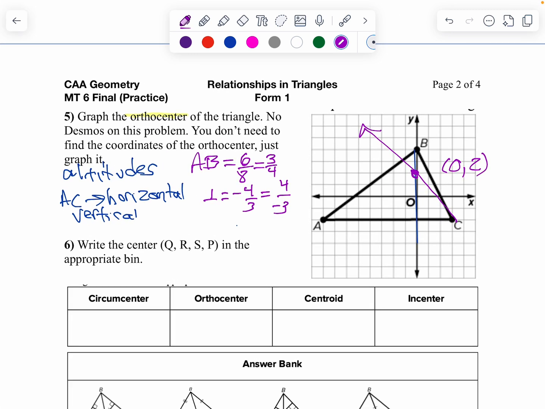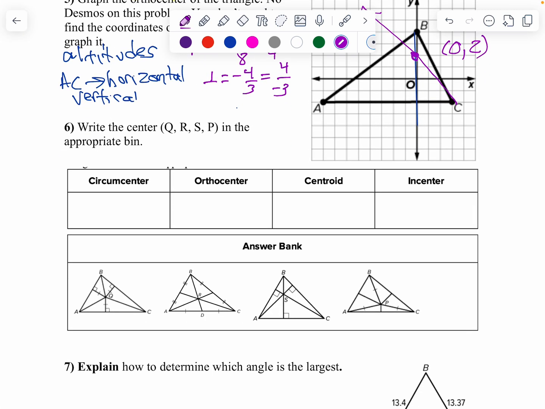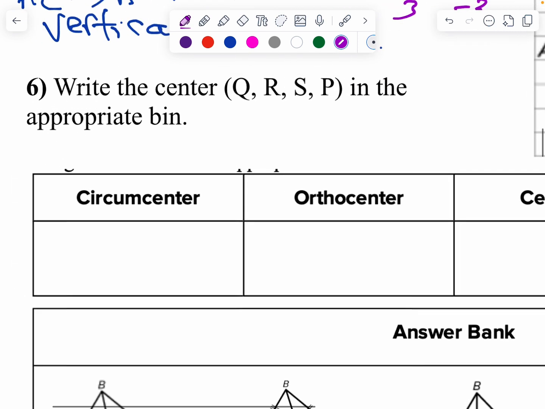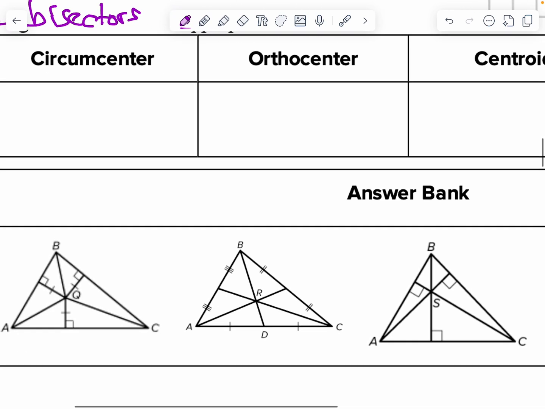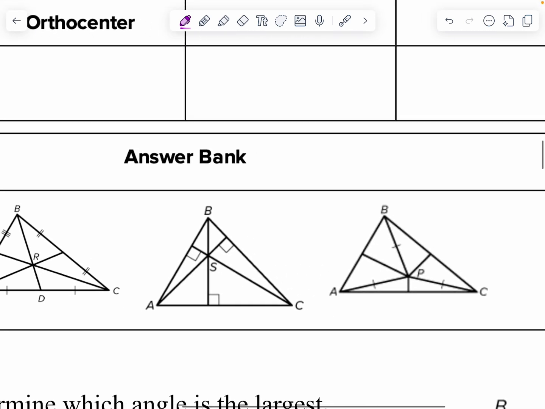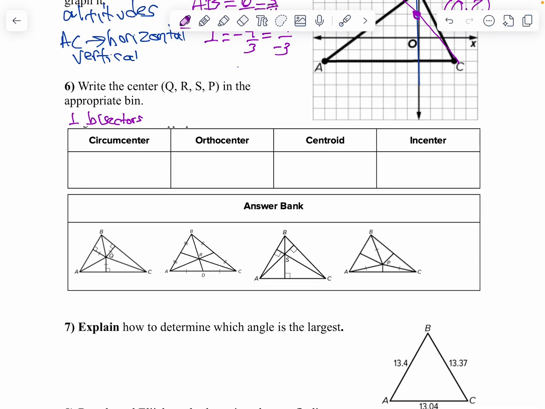Now, if I look at number 6, we got a matching question here. Circumcenter. When I look at the circumcenter, I'm looking at the perpendicular bisectors. Or, think about it, it's the same distance from the points. So if I look here, the one that's the same distance from the vertices, or the points, is triangle P. See how all three of those are the same distance. So I know triangle P is my circumcenter.